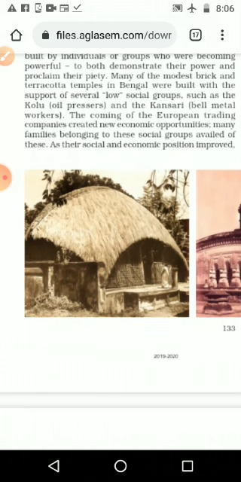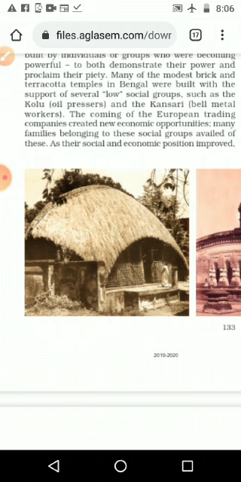What did they make? They made modest brick and terracotta temples, and this is in Bengal. And who made them? Low social groups such as the Kalu, oil pressers, and the Kansari, bell metal workers, different groups like that. We call these oil pressers Vaishyas, meaning they are in the business group, and the bell metal workers we call Vishwakarma, which at present is included in OBC, I think in Tamil Nadu also.